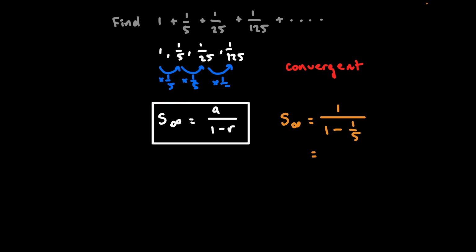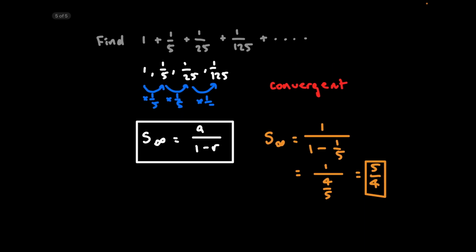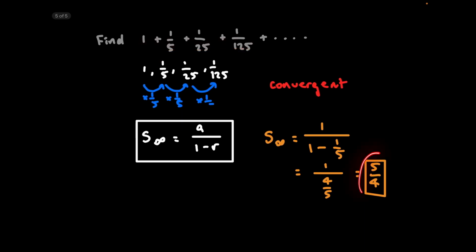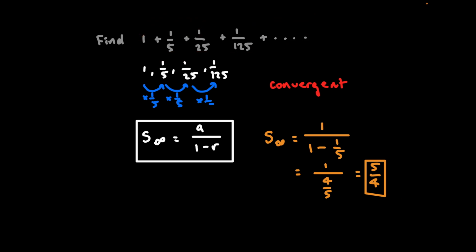If we work this out by hand, this is the same as 1 over 4/5, which is also the same as 5 over 4. So the sum of infinite terms in this sequence will converge to 5/4. It won't exactly equal 5/4 because you're adding an infinite number of terms, but it will converge to this value. So that's how you work out the sum of an infinite geometric series.